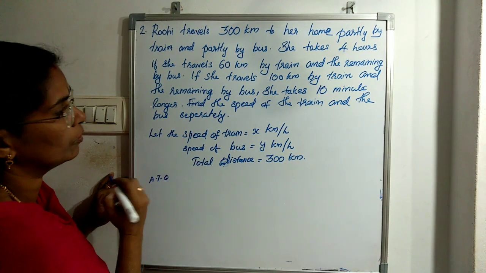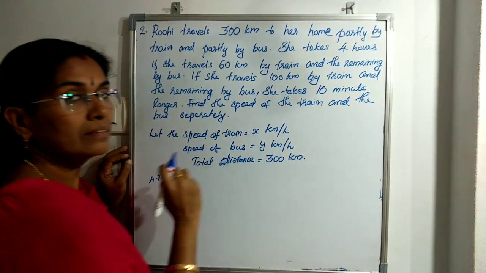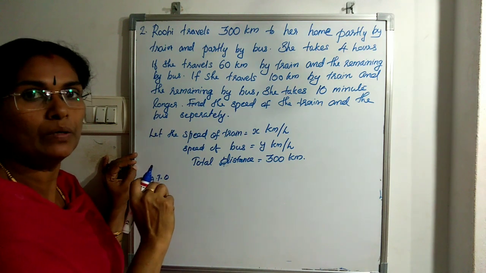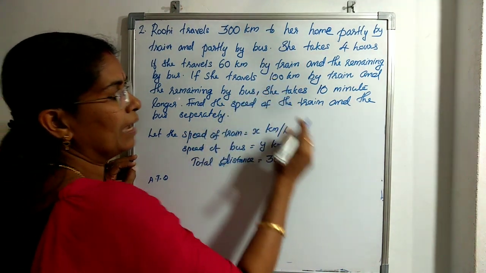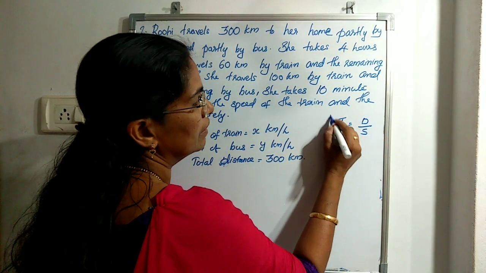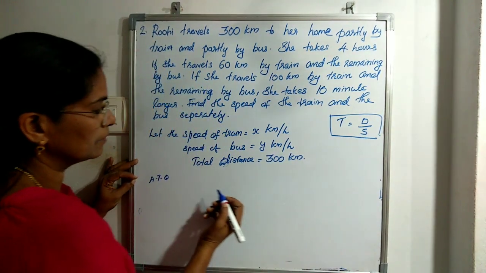Before that, you want to know the relation between distance, speed and time that you studied in physics. Distance is equal to speed into time, but here we need time. So time is equal to distance by speed. This you already learned in physics. Time is equal to distance by speed.